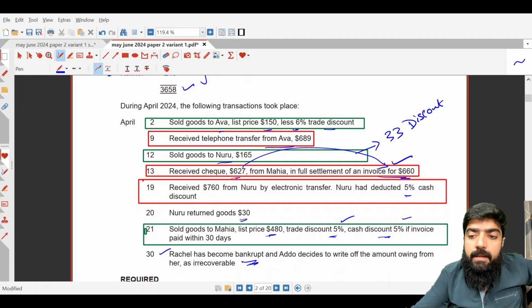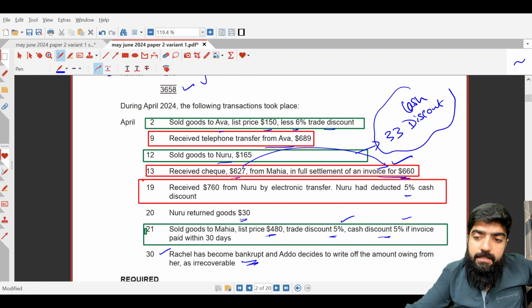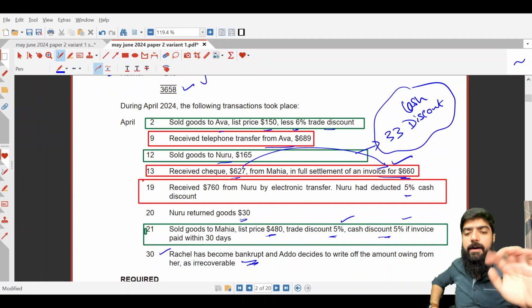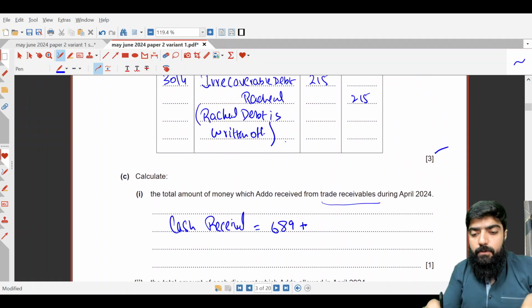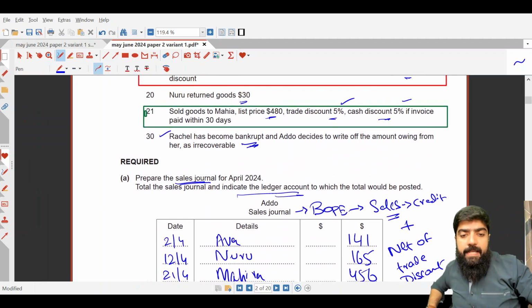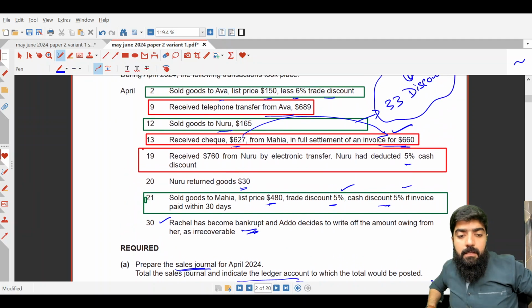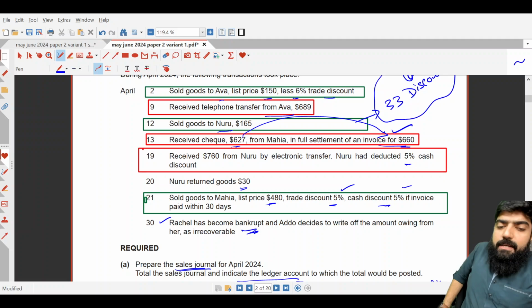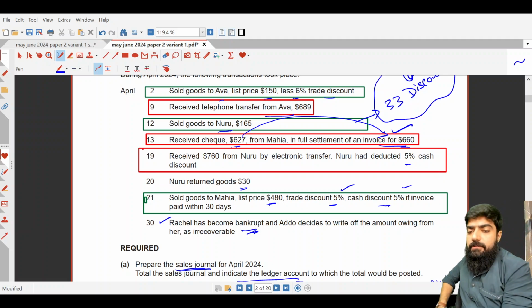And remember, it is basically a cash discount. This is also known as the cash discount. So far we have received 627, so we are going to add 627 in that one.